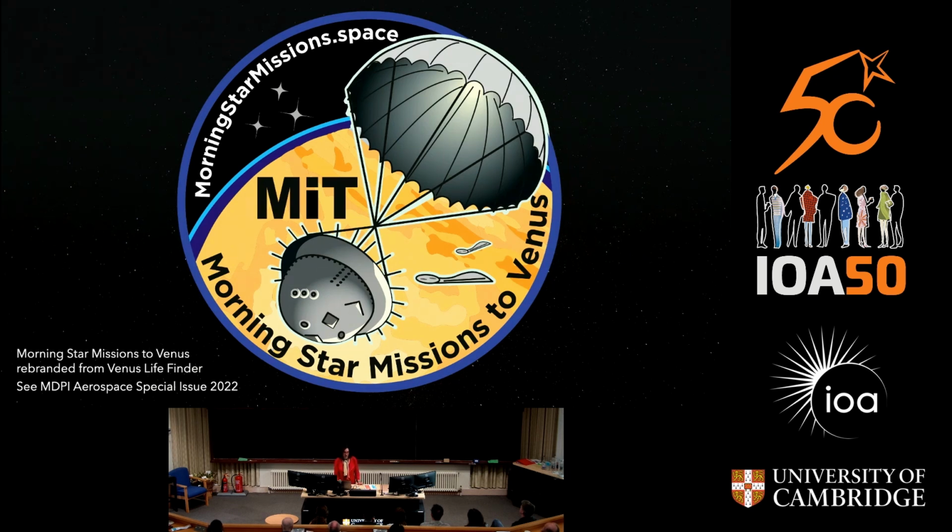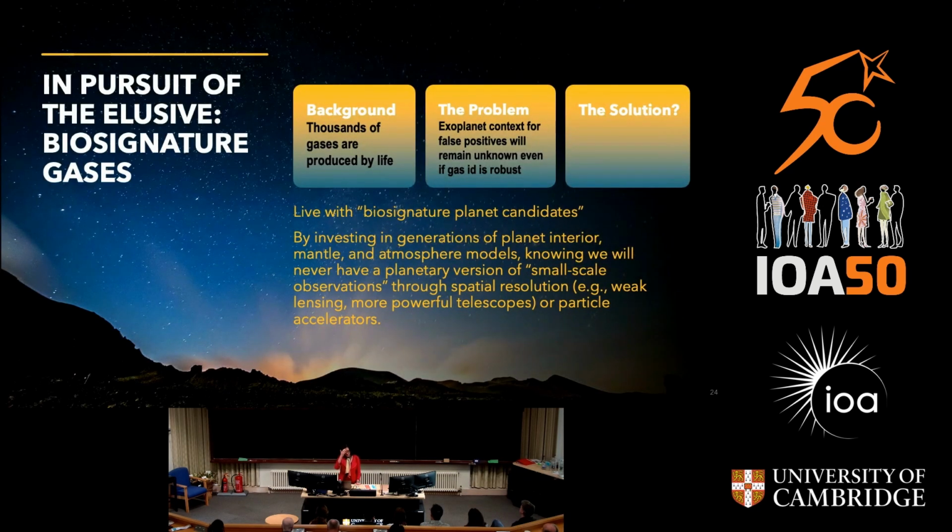So I definitely have had to take a mental break from the search for life because of the whole phosphine on Venus and all of this. So what are we going to do? This conference has been incredibly inspiring. I loved all the data, all the models, and my head is spinning right now because one option, one idea, is that we live with biosignature planet candidates. I have no doubt that people in this very room will be finding biosignature gases, but they'll be candidates, right? We could imagine investing in large-scale computer models of planet interiors, mantle, atmosphere, oceans, but yet, like I said, knowing we'll never have a planetary version of these small-scale observations.